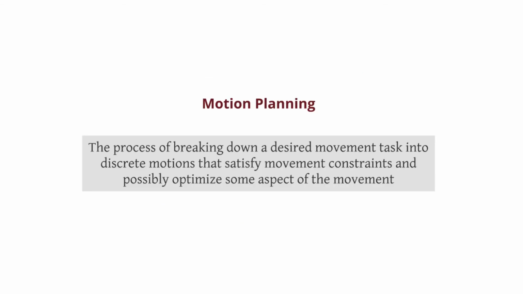Now we can define motion planning. It is the process of breaking down the whole activity into a discrete set of motions, which are going to satisfy all the motion constraints. And in that process, possibly we would like to optimize some aspect of the movement, for example, time, energy, etc.